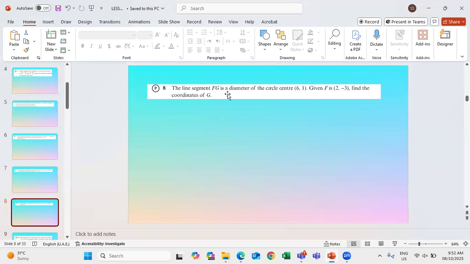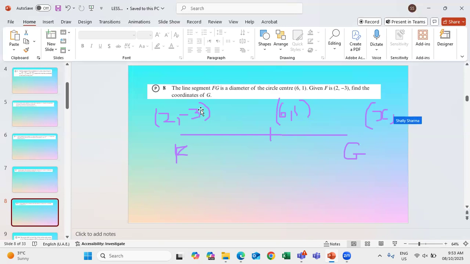Then we have a line segment FG. FG is a diameter, and the circle center is given. F is given. You have to find the coordinates of G. So you have to read the question very carefully. Here F and G are the endpoints of the diameter, on the circumference of the circle. F is given as (2, -3), and the center is given as (6, 1). So we have to find this point, which is, let's say, (x, y).